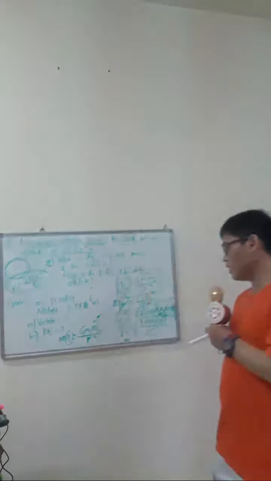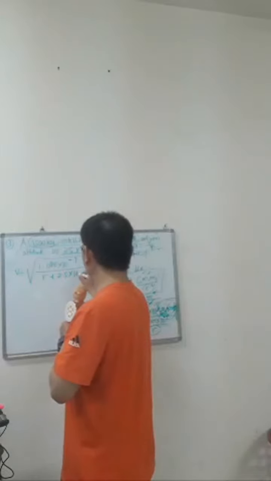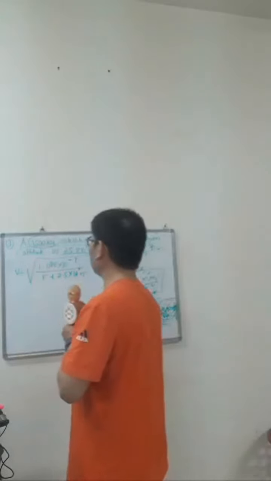1.00 times 10 to the negative 7 over the radius plus 2.5 times 10 to the 6 meter squared.